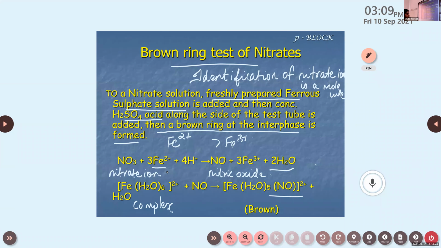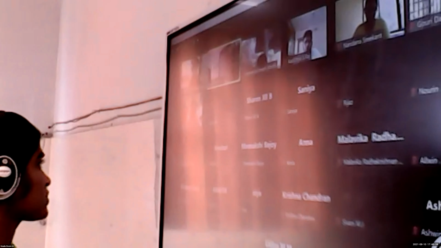Okay, clear, children? That's about this brown ring test. So you have to remember always, this is the method of identification of nitrate ion present in a molecule. This is considered the confirmation test for the presence of nitrate ion in a molecule. A brown colored complex is formed, that is the brown ring formed in the junction between these two liquids. Okay, so that's about the properties of nitric acid. Then the uses are remaining. So who will read the uses? All of you, please switch on your videos.